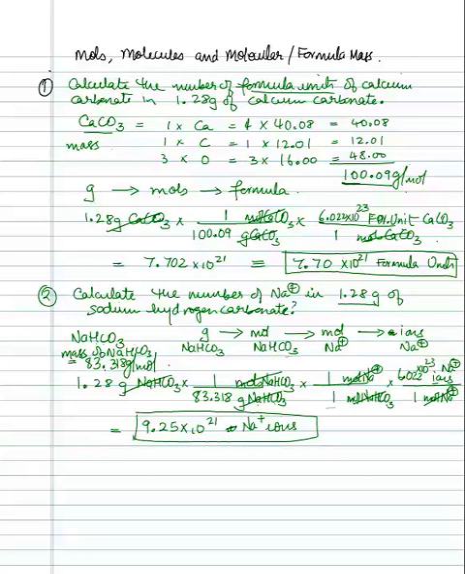That's your final answer. In this case, if we were calculating for oxygen, then there would be 3 moles of oxygen for every mole of sodium hydrogen carbonate. That's the mole ratio here.